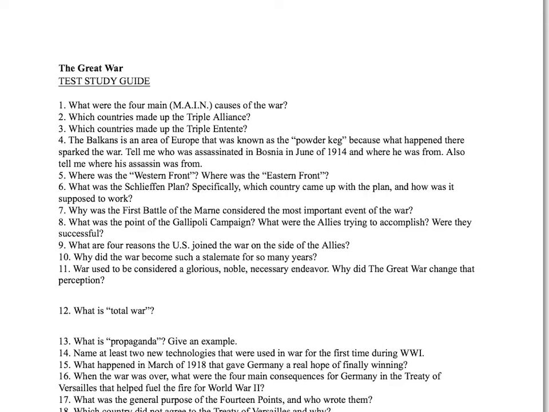Okay, 9. What are 4 reasons the U.S. joined the war on the side of the Allies? You need to know all 4 to get this right. Okay? Number 1 was the unrestricted submarine warfare. Or you could just say, the German submarine sinking ships, however you want to put that, just so you know that submarines is one of them.